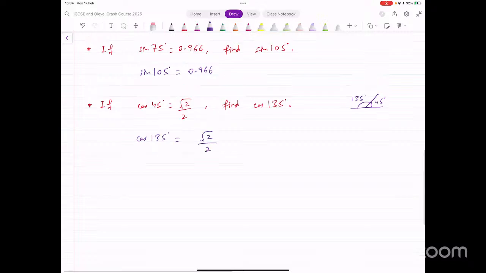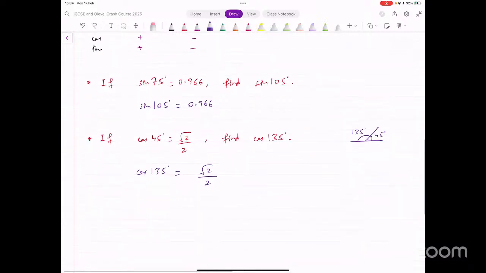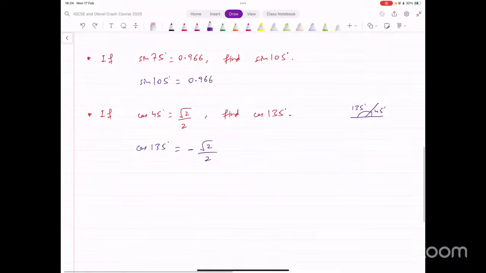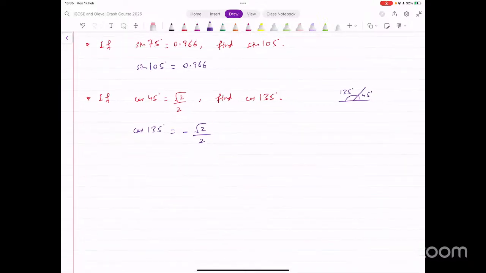However, we know that cos and tan of obtuse angles are negative. So we will put a negative sign with that. And that's our final result. So we can write down these values directly like this. Okay. Does that make sense? So this is how this concept is sometimes tested.